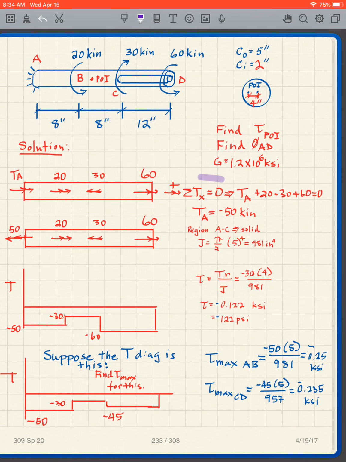and take the sum of the torques. I get TA is negative 50. So I add up. Going to the left is 50 plus 30 is 80. Going to the right is 60 plus 20, 80. So it's in equilibrium. Draw my torque diagram: down 50, over, up 20, over, down 30, over, up 60.